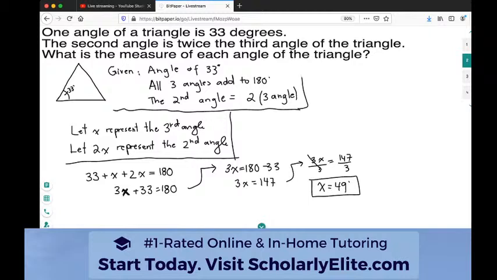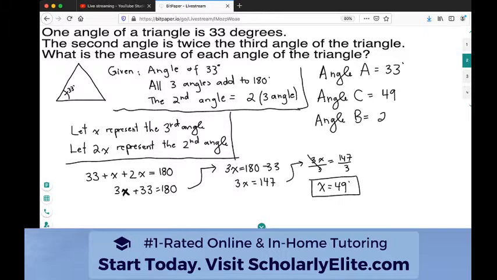But let's go ahead and finish the solve here. So if I know that angle A is 33 degrees, and angle C, technically, because that's the third angle, is equal to 49 degrees. And I know that angle B is 2 times 49 degrees. I'm going to write that out as well. 2 times 49, which equals 98. That means that my triangle's angles are going to be 33, 49 degrees. I should put my degrees in there. And 98 degrees.